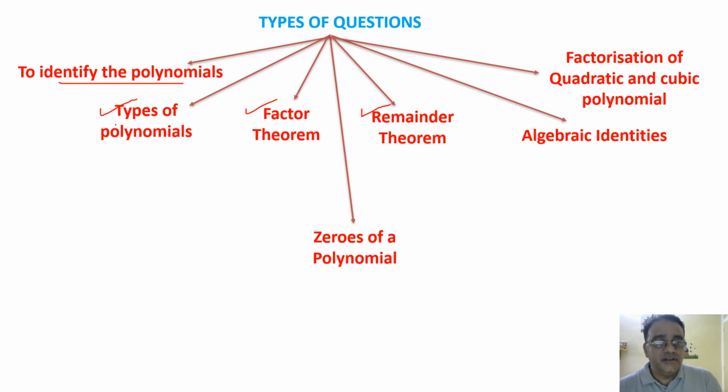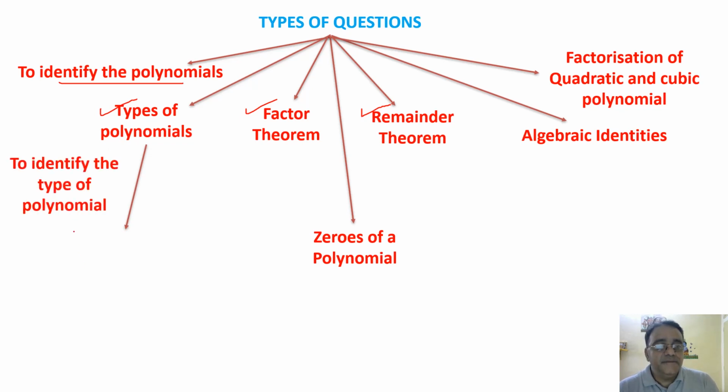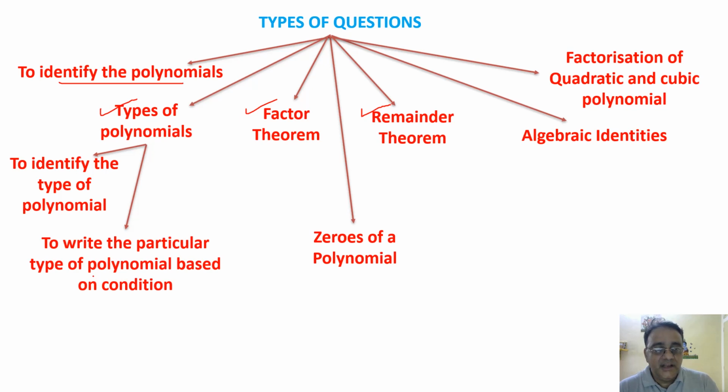So let us see the types of polynomials based questions. First question, to identify the type of polynomial. And the second type of question is to write the particular type of polynomial based on a condition. And the next question, to find the coefficient and degree. So these are the 3 different types of questions under types of polynomials.